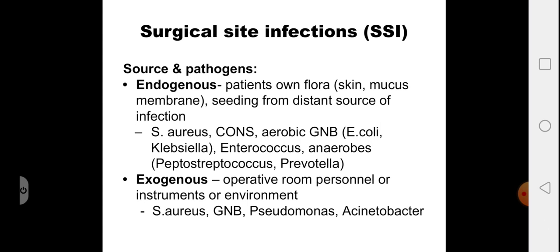And the pathogens are Staphylococcus aureus, coagulase negative staphylococci, E. coli, Klebsiella, Enterococcus, and anaerobes like Peptostreptococcus and Prevotella. Looking into the exogenous source, it is from the operation room itself, or the people present in the operation room, the healthcare workers, the instruments. And what are the pathogens? There's Staphylococcus aureus, Pseudomonas, Acinetobacter, etc.